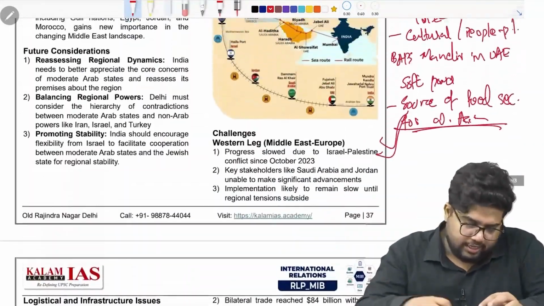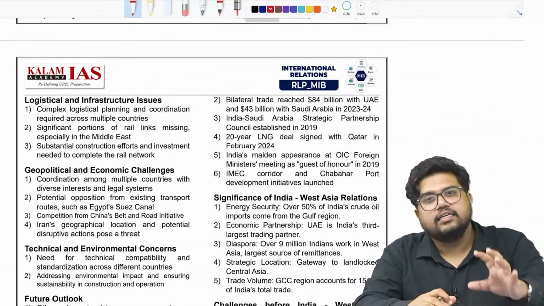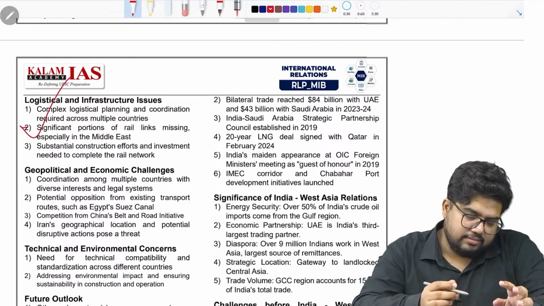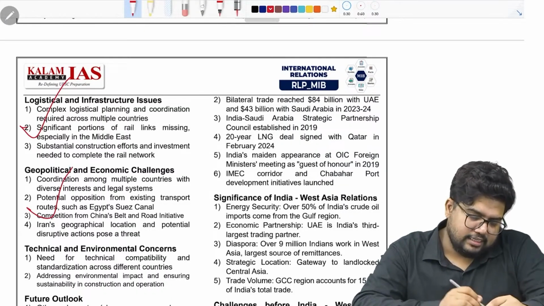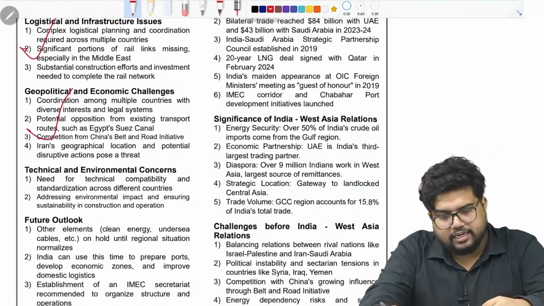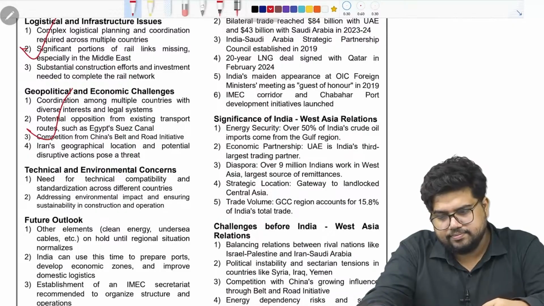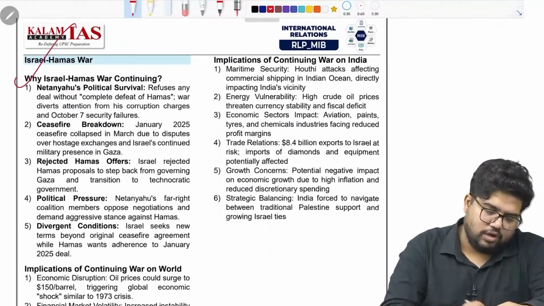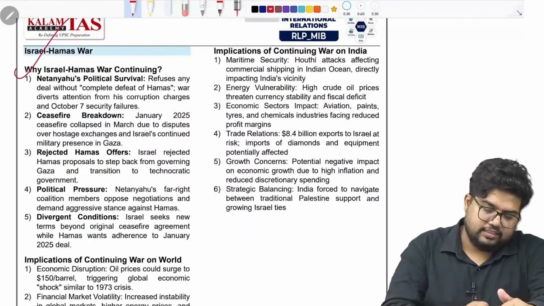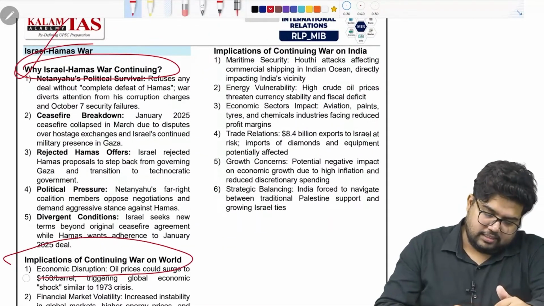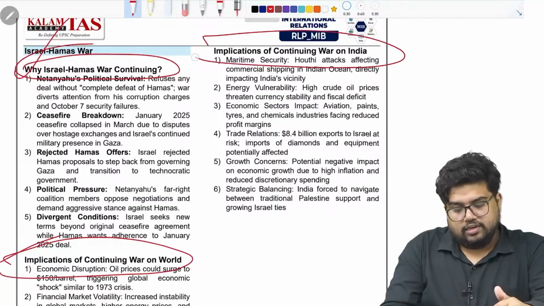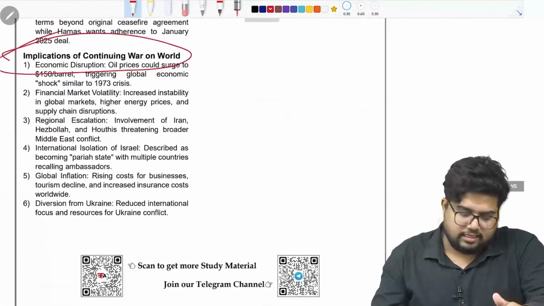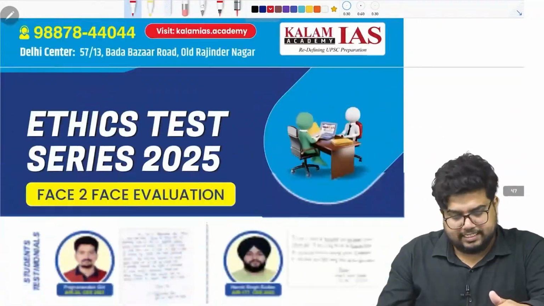Now let's go ahead. IMEC, all this factual information, what the issues and concerns regarding these are, all provided in the booklet. You can go through this. Israel Hamas war, there is information provided on why this war is continuing, what the implications are on the world, and what the implications are on India, all covered in detail. Go through the material.